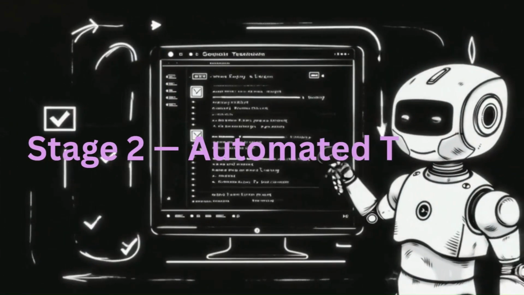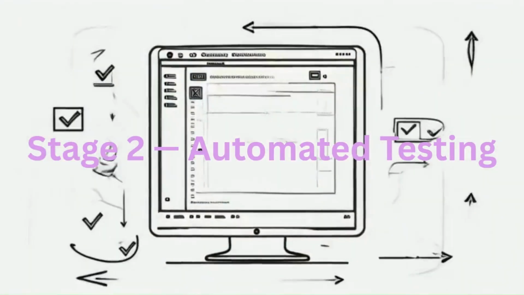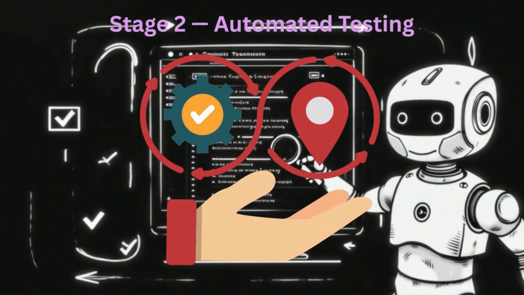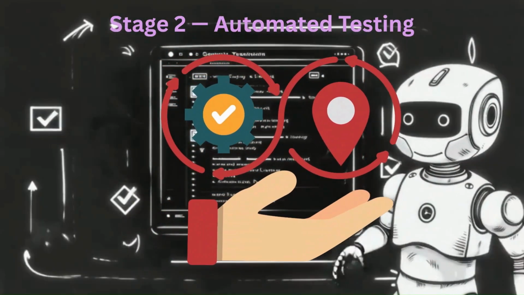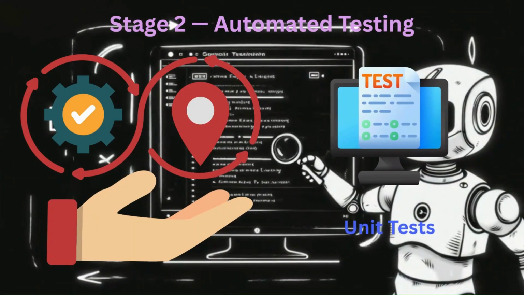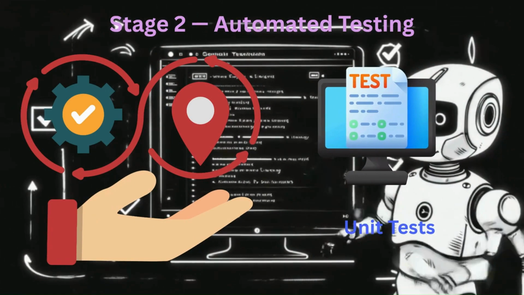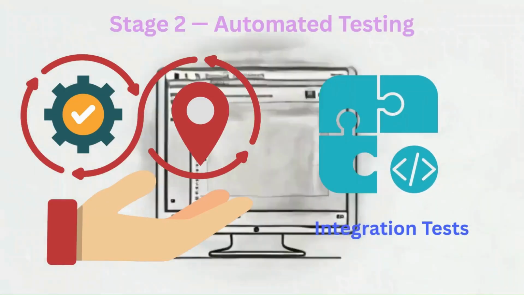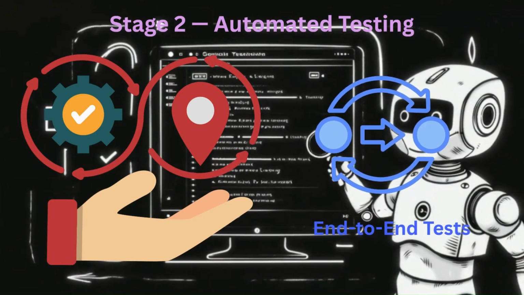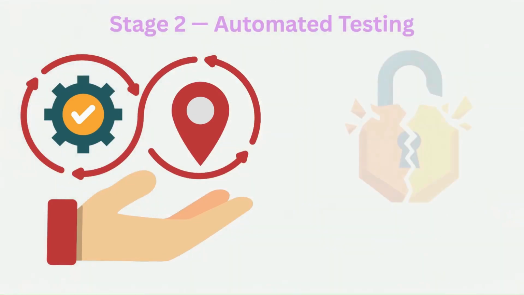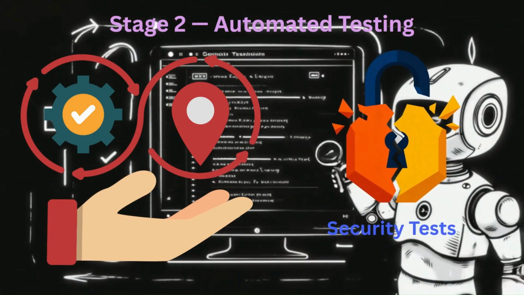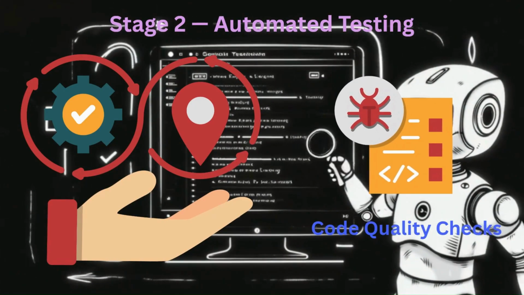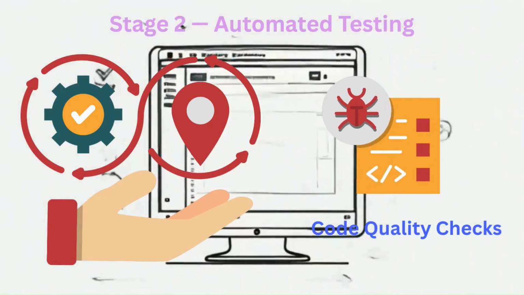Stage 2. Automated testing. Now comes one of the most important parts: testing. A CI/CD pipeline can automatically run different types of tests. Unit tests test small pieces of application logic. Integration tests check whether different components work together. End-to-end tests test the application from the user's perspective. Security tests look for vulnerabilities and security problems. Code quality checks look for bugs, bad practices, or other code quality issues.